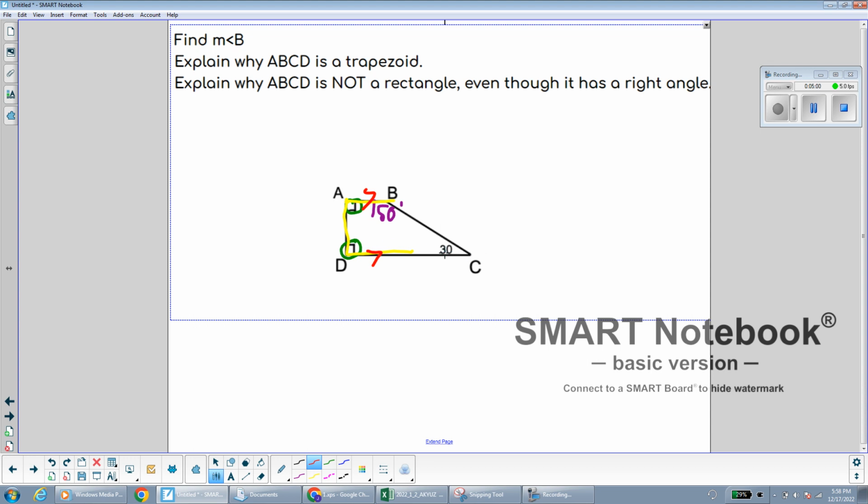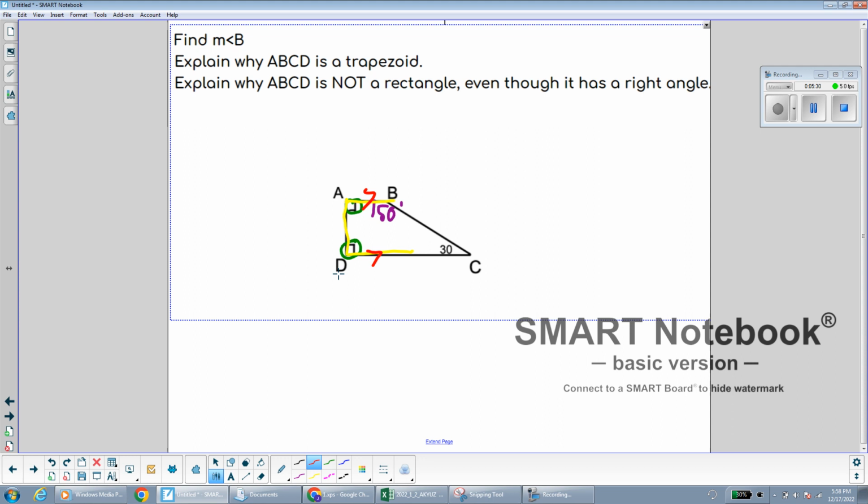90 plus 30 doesn't make 180. That's below 180. And if we take a look at these two angles, also formed by AD and BC, we'll see that 90 and 150 doesn't add to 180. That's not supplementary. That gives us much more than 180 degrees. So since these same side interior angles are not supplementary, that shows that AD and BC are not parallel.